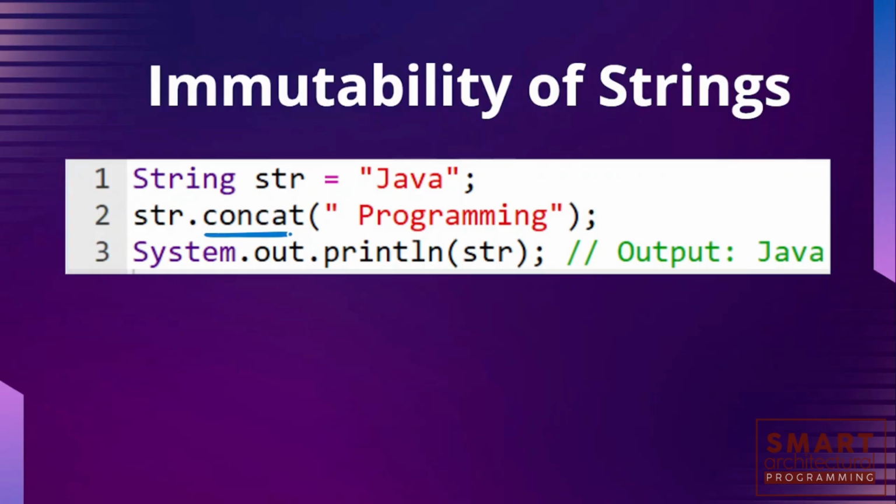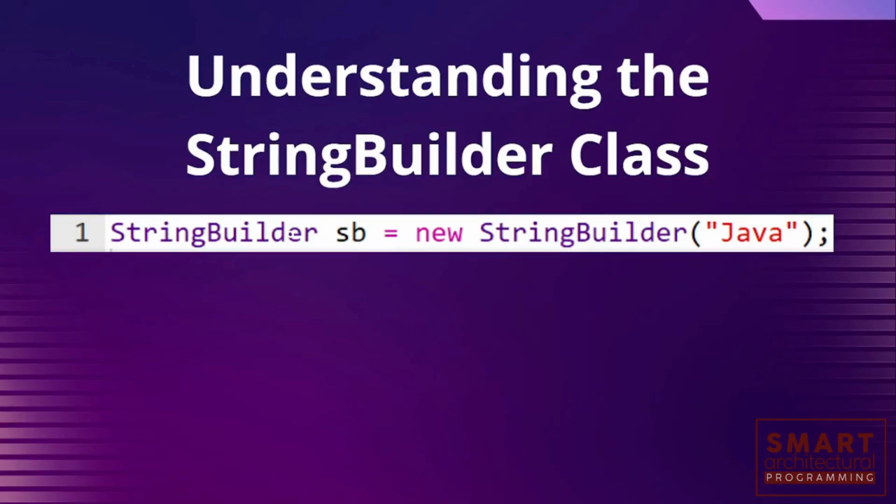So how could you understand the StringBuilder class? To solve the limitations of immutable strings in performance-sensitive tasks, Java provides a StringBuilder class. What is that StringBuilder class? As you can see, we're using StringBuilder here to create a variable called sb. Then we're using new StringBuilder and creating something called Java here. StringBuilder is basically mutable, which means that you can modify its content without creating a new object every single time.